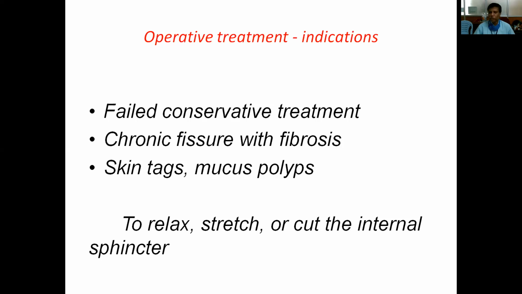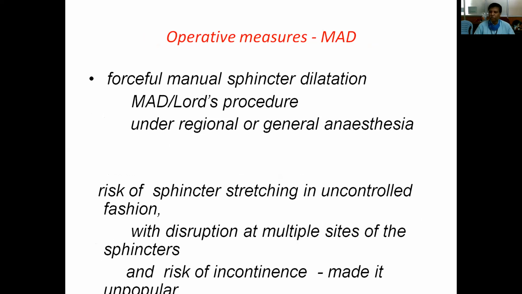Operative treatment is done to relax, to stretch, or to cut the internal sphincter. You can do procedures to relax the muscle, to stretch the muscle, or you can cut the muscle by operative procedures. So what are these things that are done? We will know now. The common minor operation done to relax the internal sphincter muscle is manual anal dilatation. We will be calling it MAD. This is a common surgery that will be there in the operating list. MAD will be done for fissure cases.